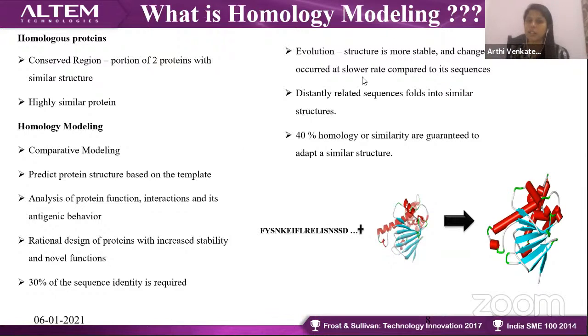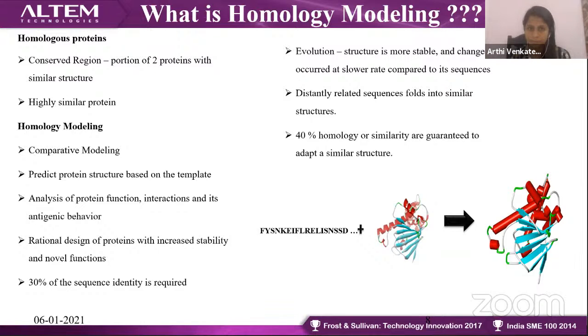So why is homology modeling more important? It is completely based on evolution. The structure is more stable, and the changes occur at a slower rate when compared to the sequences. And you can see that distantly related sequences fold into similar structures. As well as, 40% homology or similarity is guaranteed to adopt a similar structure. So this is the basic understanding of homology modeling.